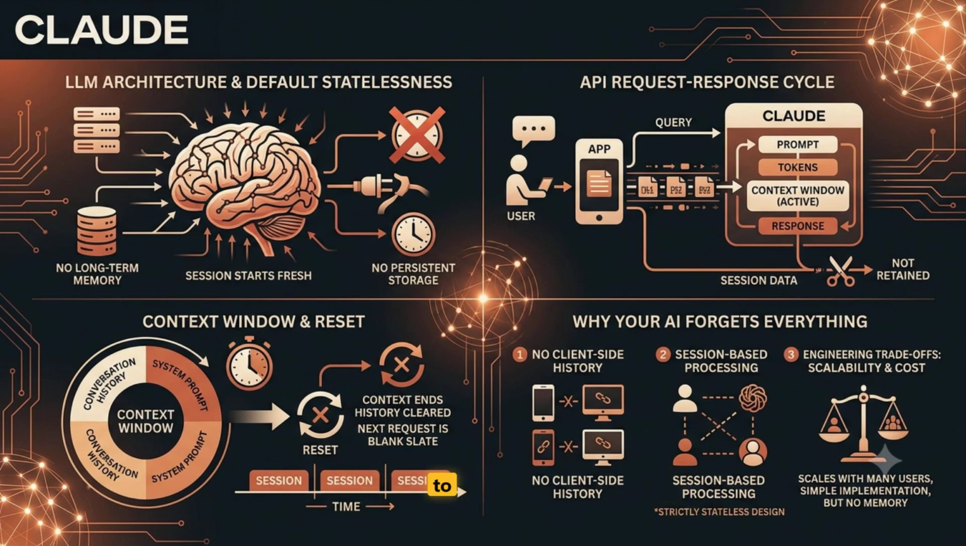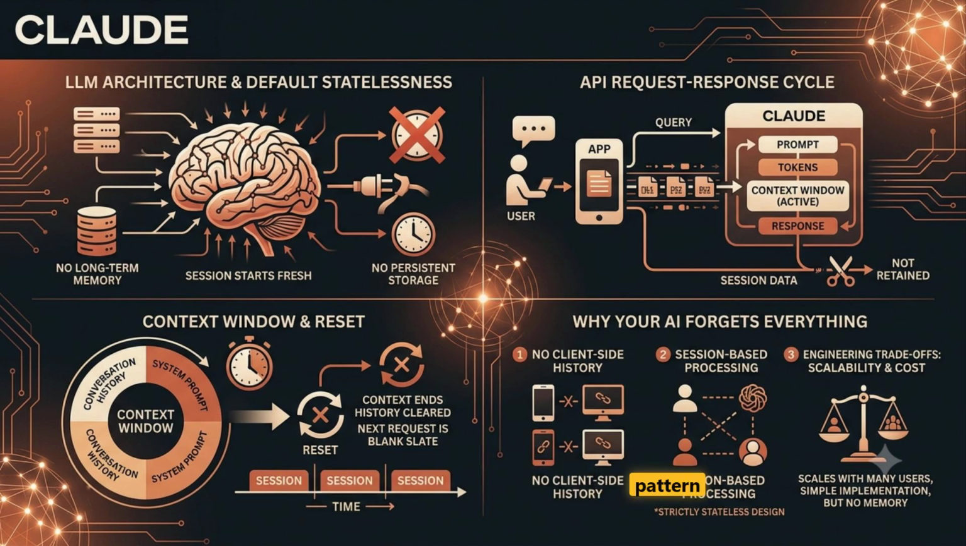Move your eyes to the bottom left quadrant titled Context Window and reset to see how this plays out over time. The circular meter splits your working memory between system prompts and conversation history, but as soon as a session timer expires, the context ends and history is cleared back to a blank slate. Over on the bottom right, section 3 highlights why providers design it this way. Server-side state doesn't scale to millions of concurrent users.